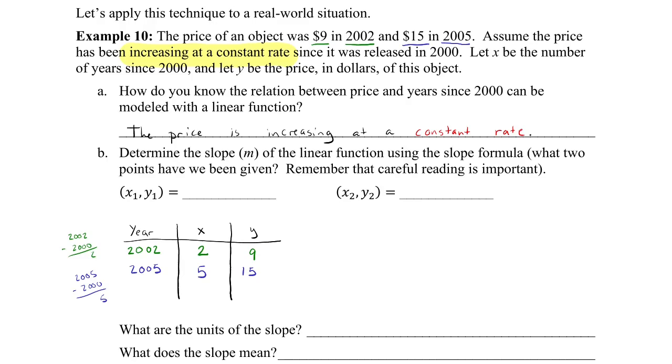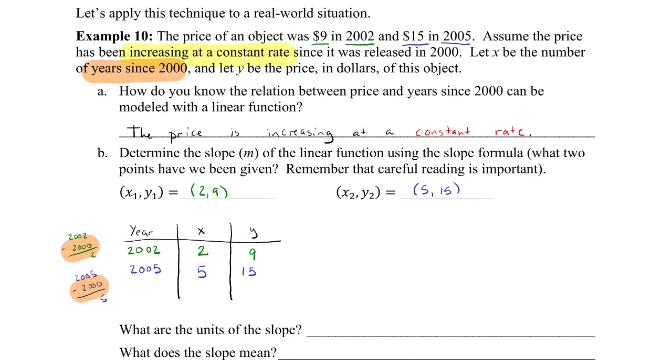The two pairs that we were given are the pairs (2, 9) and (5, 15). And again, the reason that we were subtracting 2000 specifically is because our x value represents the years since 2000.